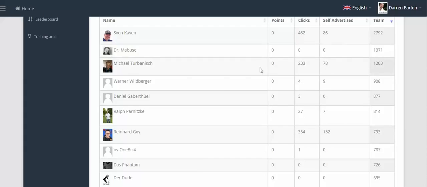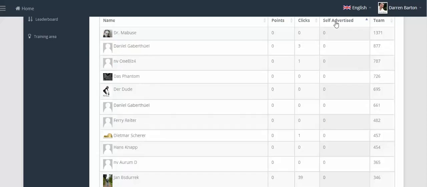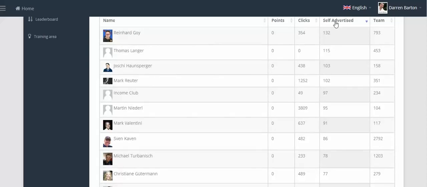And then you have similar examples here. So you've got Werner and Daniel and Ralph, who also similarly have got huge legs that have been built, but they haven't done a lot of sponsoring themselves. And that is all about making sure that you get in good and early. Now, the other thing I want to also point out to you, and I'm going to click on self-advertised, and obviously this now ranks by the number of people that have been personally sponsored. So these are directs.